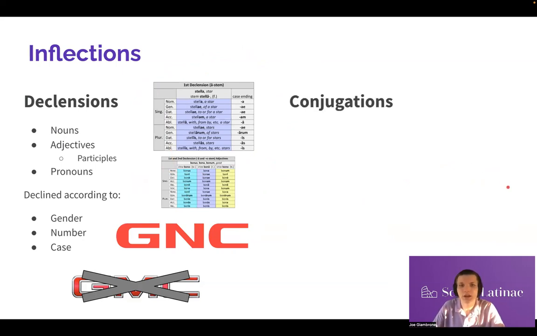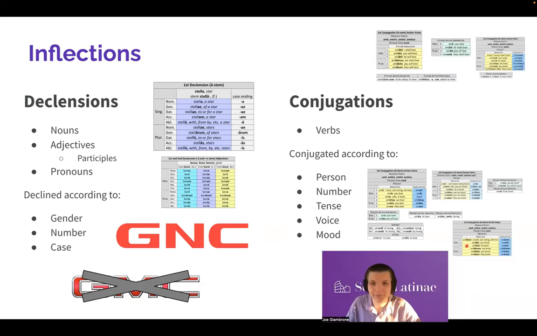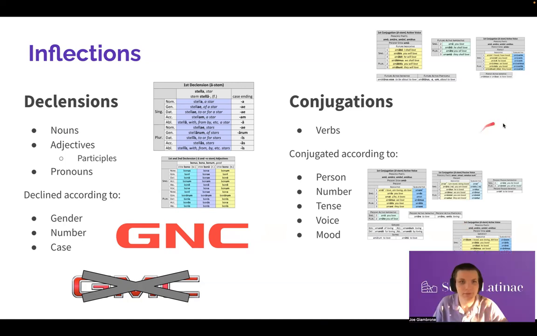The other kind of inflection is conjugation. Conjugations are just for verbs, however, they are conjugated according to a lot more things, including person, number, tense, voice, and mood. And you can notice some conjugations here. It can look a little scary, but don't worry. We'll talk through them.